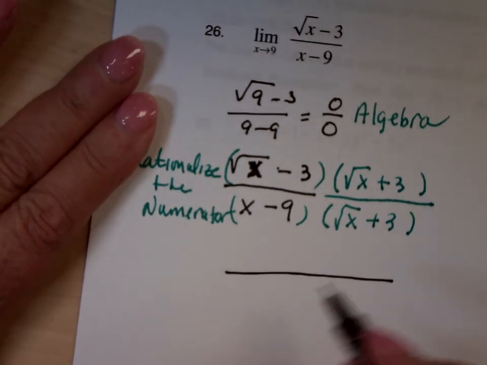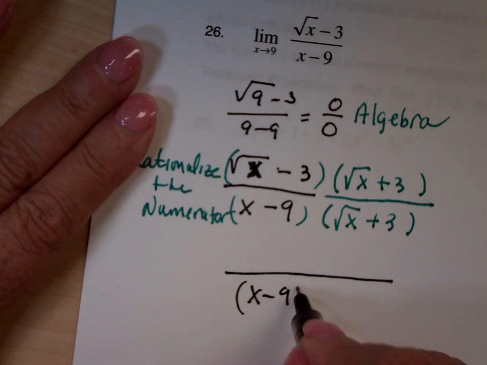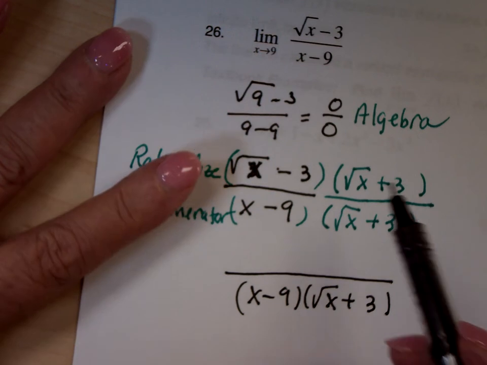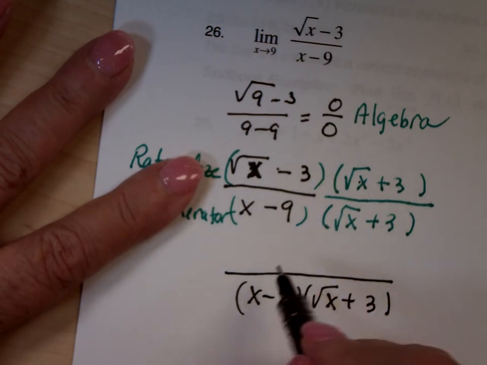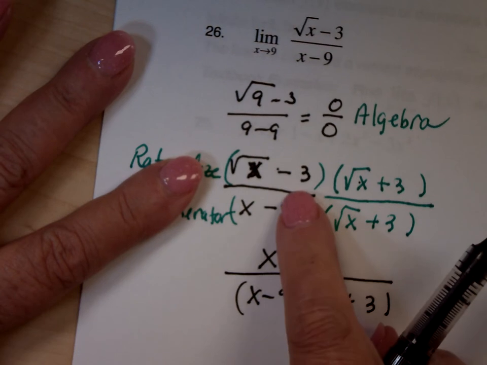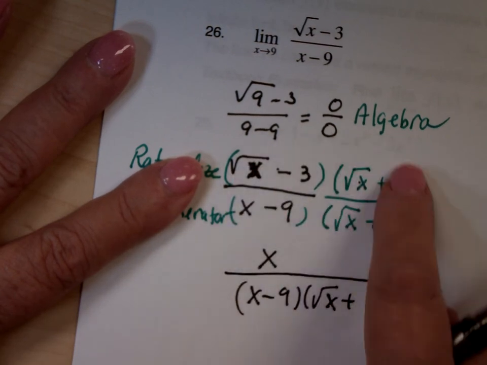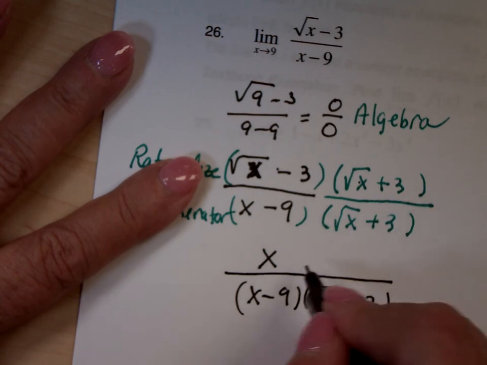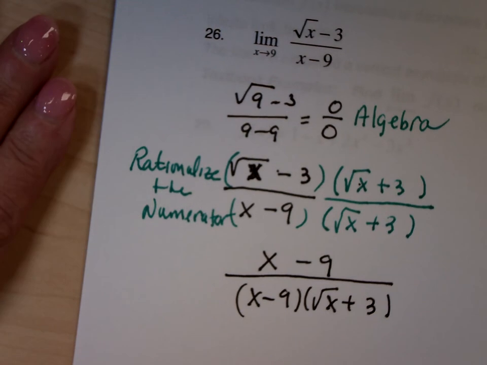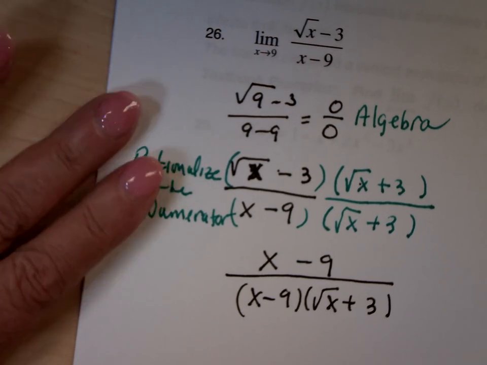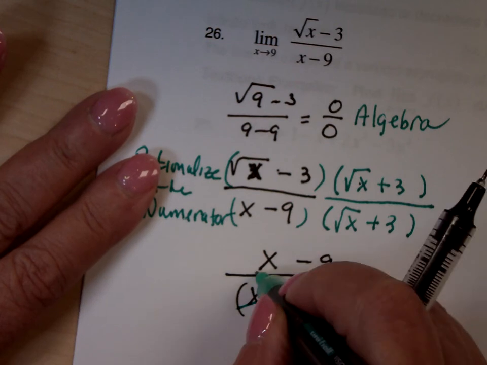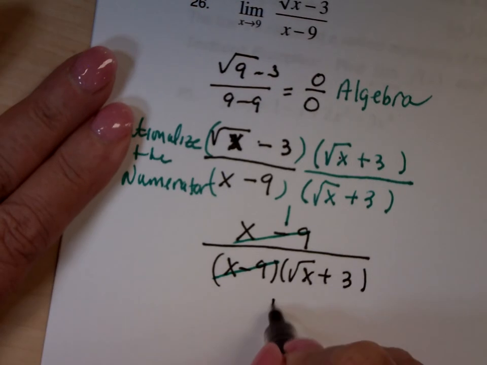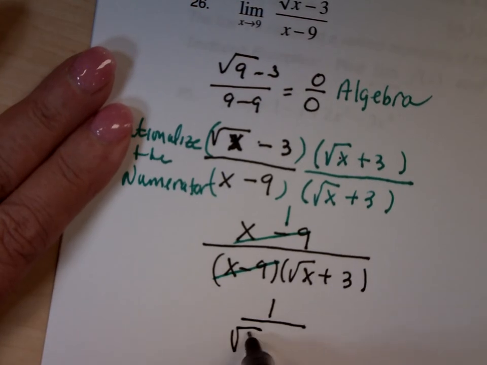The denominator becomes (x minus 9) times (the square root of x plus 3). The numerator, x times x, is the square root of x squared, or just x, minus 3 square roots of x, plus 3 square roots of x, that's 0. Minus 3 times plus 3 is minus 9. There's your common factor right there. The x minus 9's reduce out, leaving a 1 in the numerator. So this becomes 1 over (the square root of x plus 3).